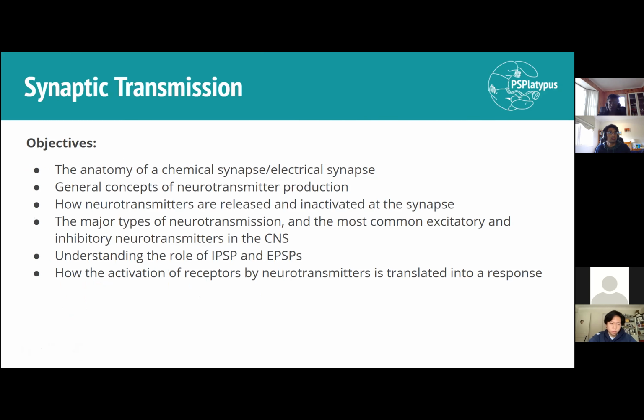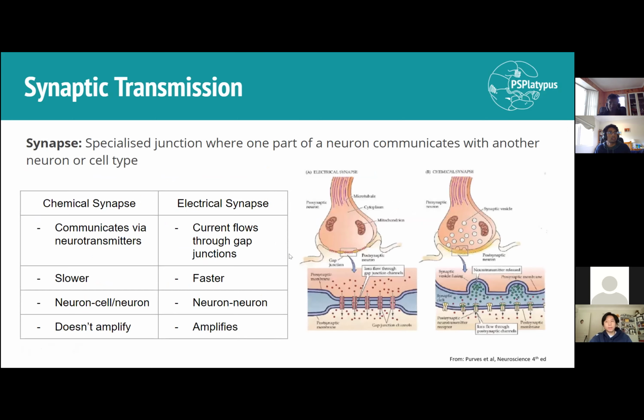Okay, so moving on to synaptic transmission. So the synapse is when the axon terminal meets the dendrite, and it's a specialized part where one part of the neuron is going to communicate with the next part. We have two different types of synapses. So when I say communication, it is essentially the transmission of the action potential from one end to the other.